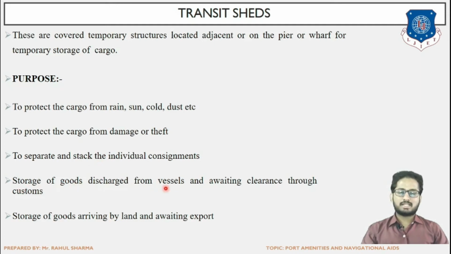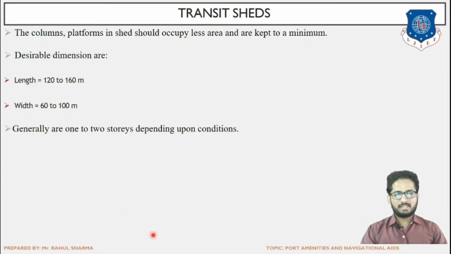Storage of goods discharged from vessel and awaiting clearance through the customs. So the cargo or commodity on which the taxes have to be levied, and which are awaiting clearance from the customs departments, are also kept in the transit shed until the work is completed. Storage of goods arriving by land and awaiting export. So that cargo or commodity which has to be exported and which are awaiting the clearance are also kept in the transit shed. So these are basically the various purposes of transit shed.